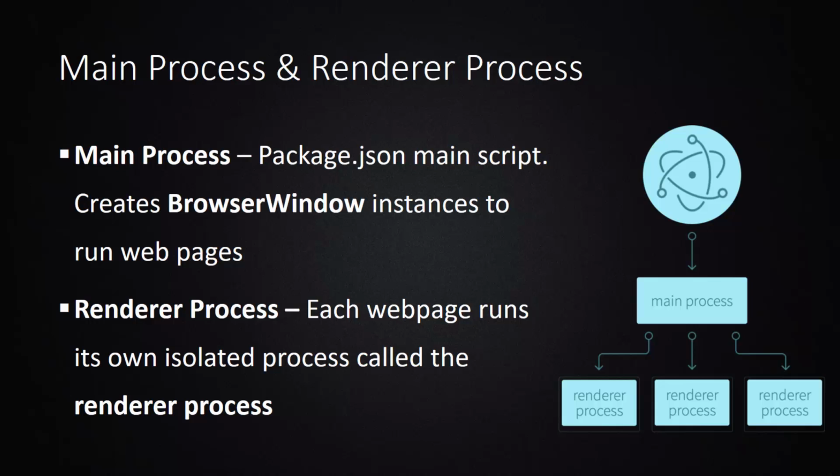Okay, the main process creates instances of something called browser window, and this browser window runs the web page in its own renderer process. Okay, when the browser window is closed or destroyed, so is that renderer process. And the main process manages all the web pages and their individual renderer processes. Okay, so this diagram here just shows you that there's a main process and then it branches off to individual renderer processes. Okay, so hopefully that makes a little bit of sense, and when you see the code, that might shine some light on this as well.